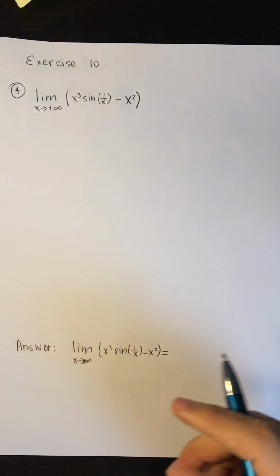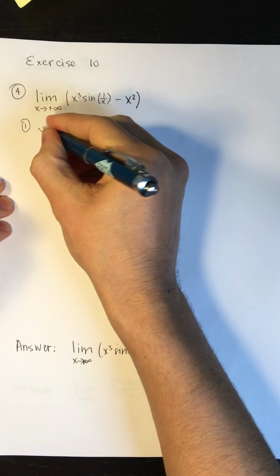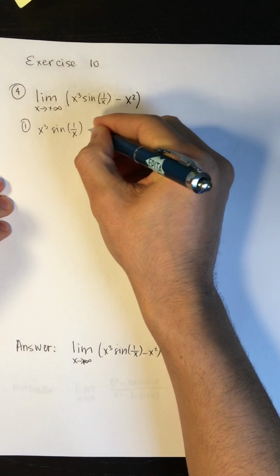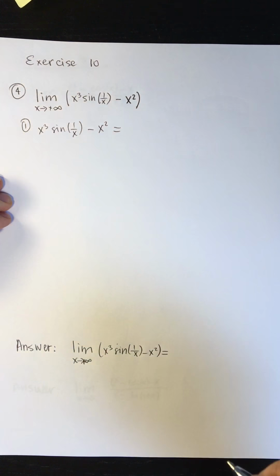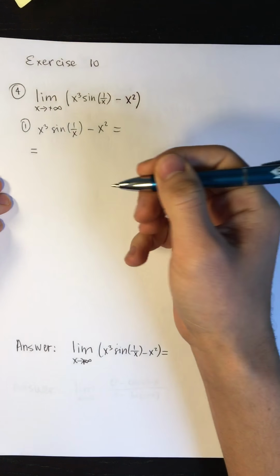And now the last one, number 4. Are you ready? Okay, again, first step, it's easy. You have x cubed times sine(1 over x) minus x squared. Again, let's think together. Now we solve this together. I'm going to be asking questions, because the goal is to teach you how to solve this, how to get the idea, because we're not going to have the same question.